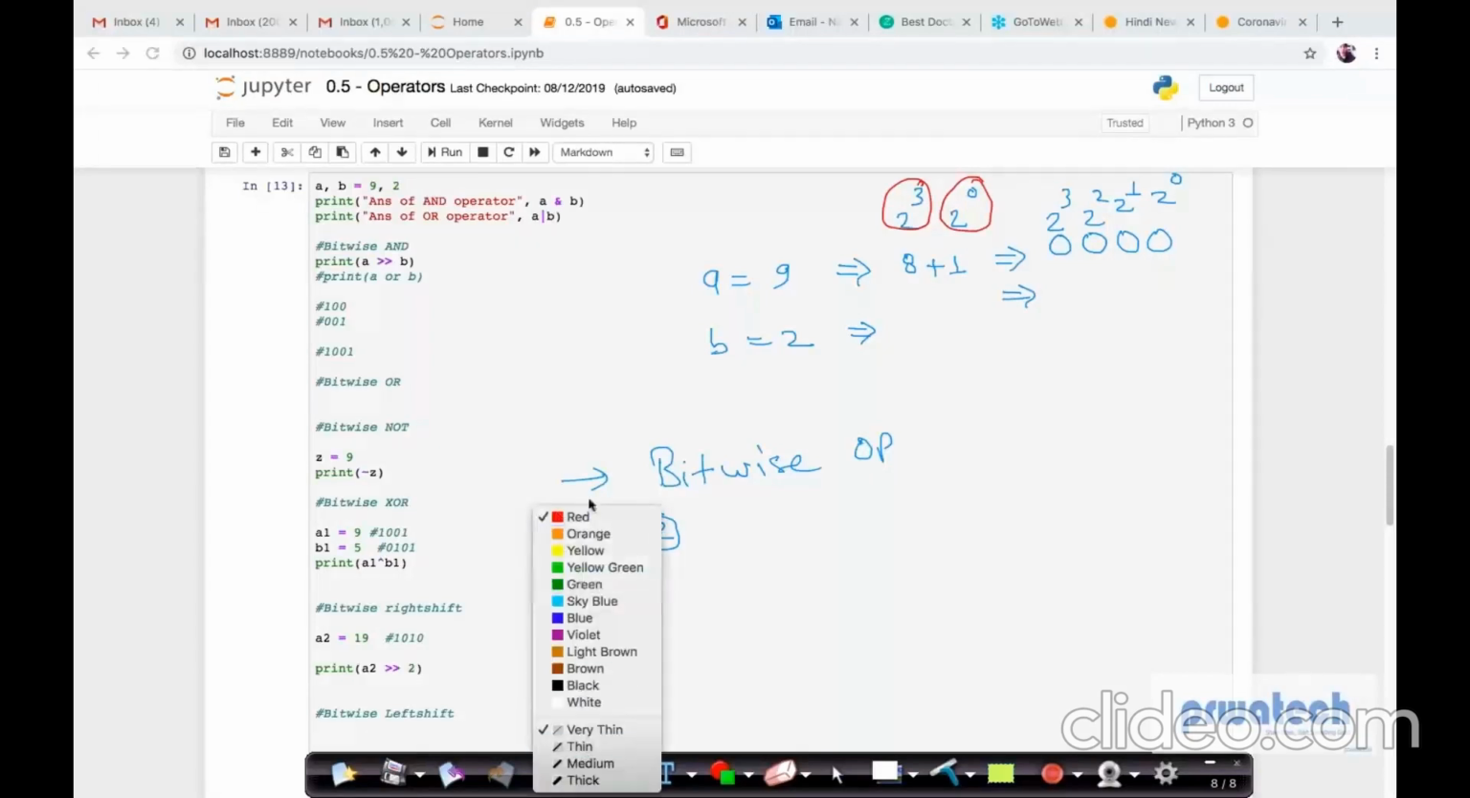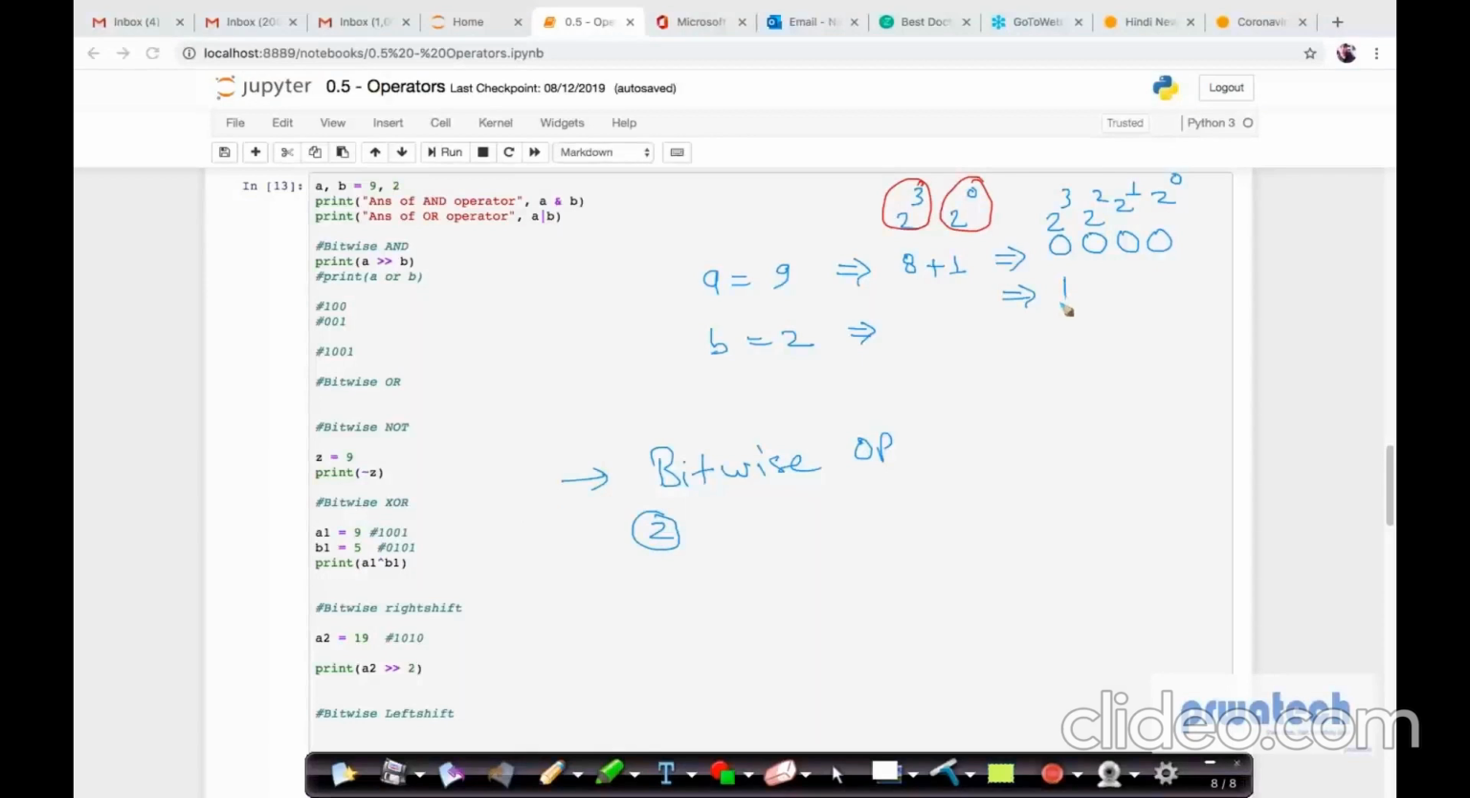So wherever you are getting values, please place 1 and 1, and the rest of them are 0 and 0. This is what your bitwise says. So 1001 is the binary or bitwise value for A.